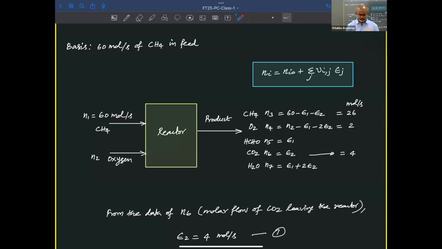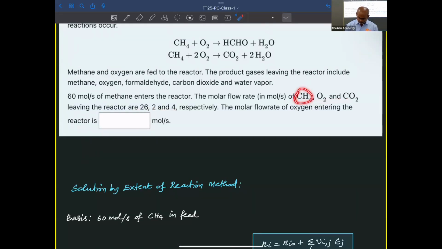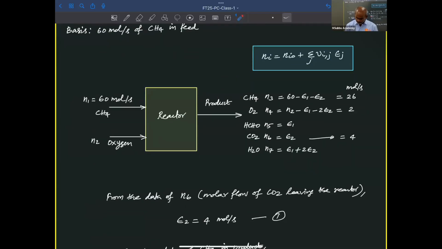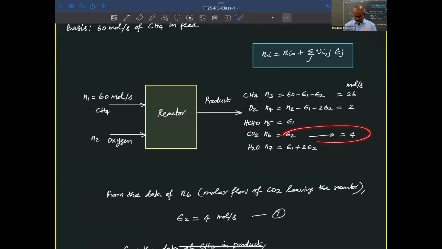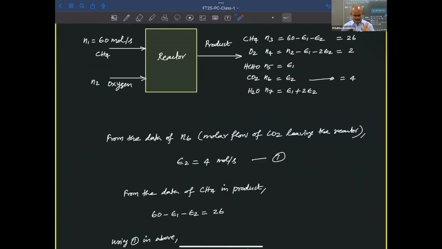We have some data. These are the product contents: for this feed content we have these products. So CH4 in the product, O2 in the product, and CO2 in the product are available. This content is directly given. So E2 is directly solved now. Using that, we can also solve for E1, because this equation has all others known except E1. So the extents of the first and second reactions are solved.